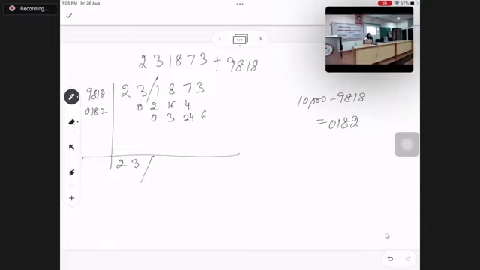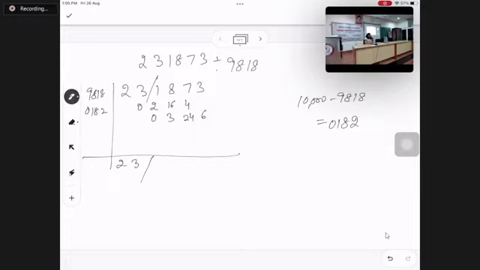Now one thing more I want to mention is, suppose you want to find the answer in decimals. So you put zeros after this, 0 0 0, and you proceed in the same way. And after 3 you put a decimal. That's it. Okay.